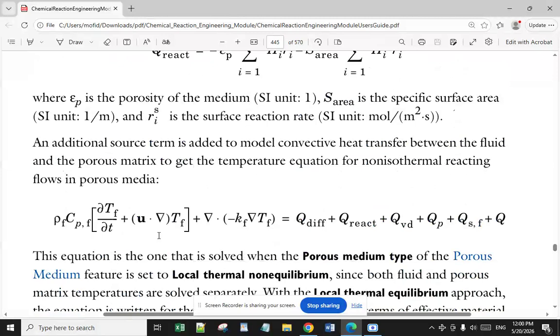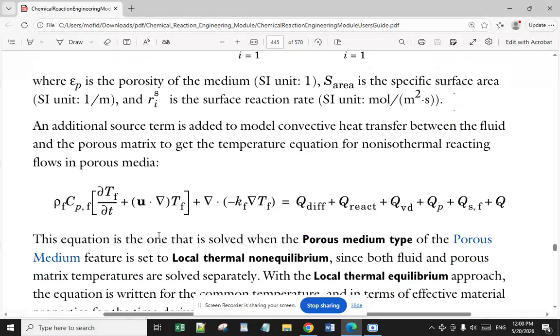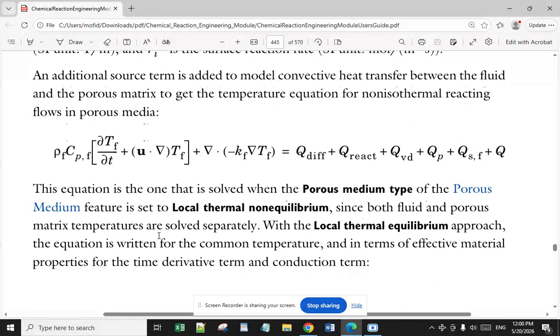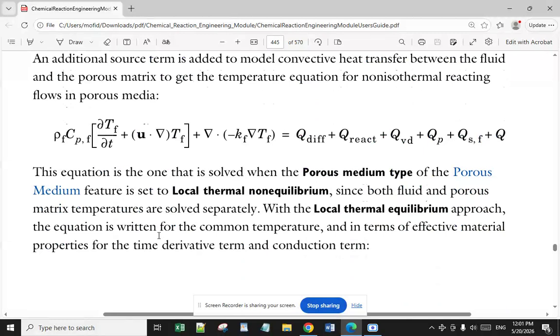on the SI is 1, S_area is the specific surface area, based on the SI is 1 per meter, r_i to the power of s is the surface reaction rate, based on the SI is mole per square meter second. An additional source term is added to model convective heat transfer between the fluid and the porous matrix to get the temperature equation for non-isothermal reacting fluids in a porous medium.